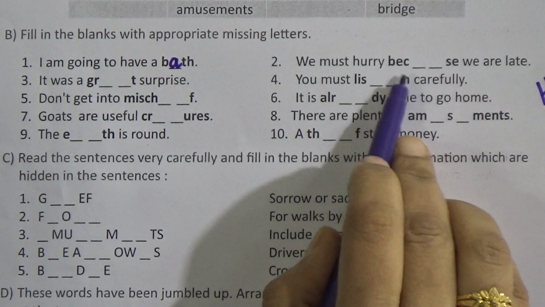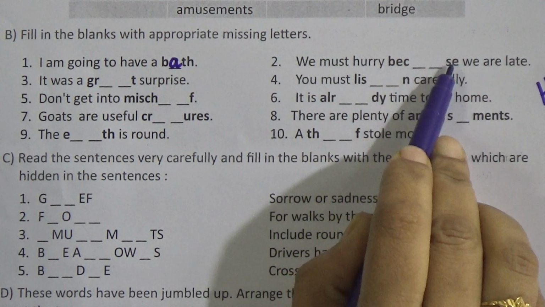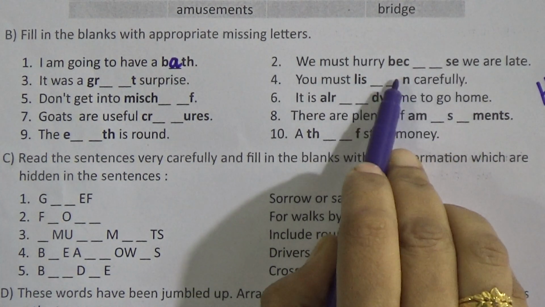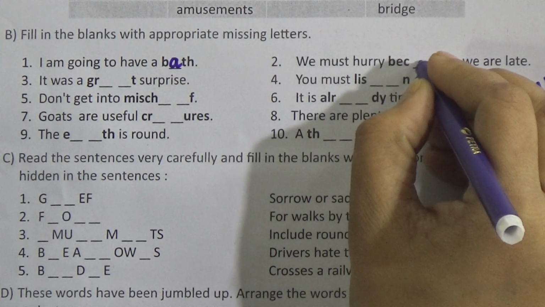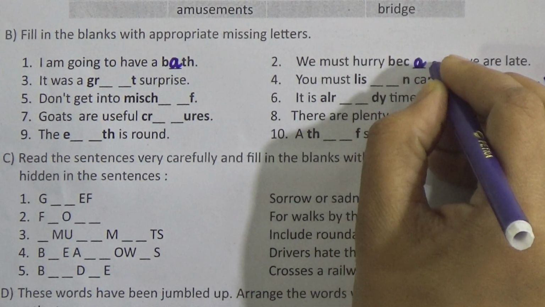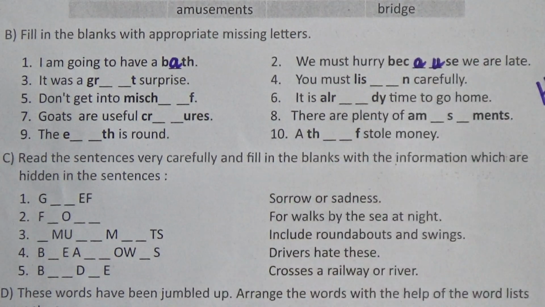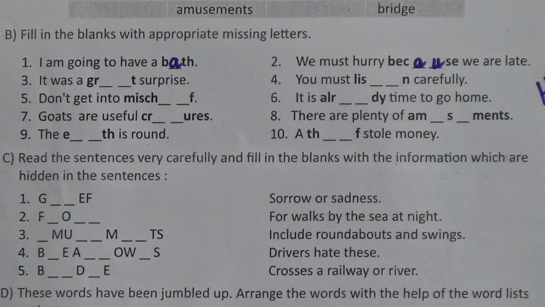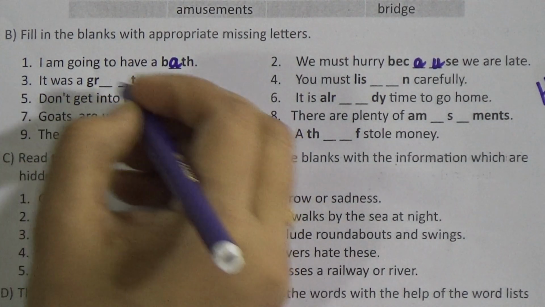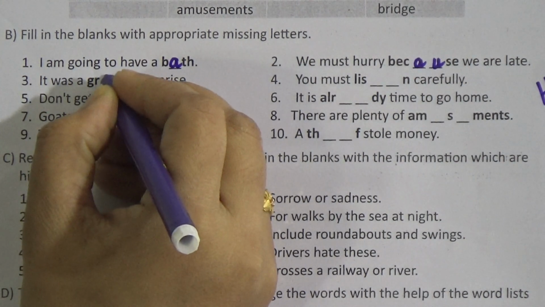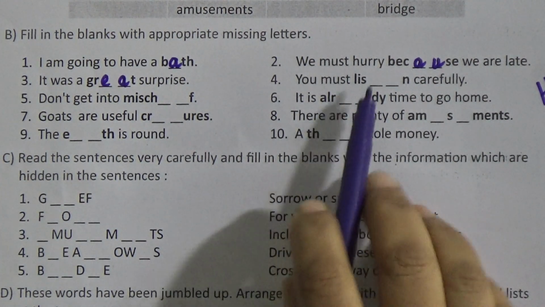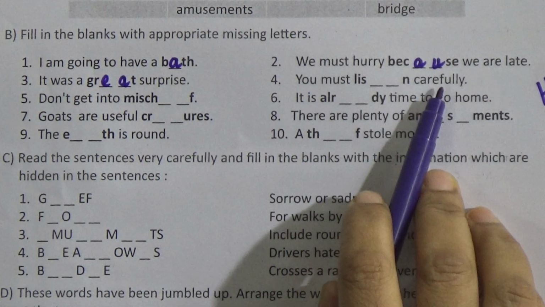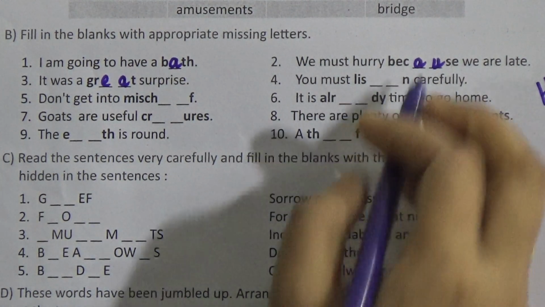Number 2. We must hurry, dash we are late. B-E-C dash dash S-E. Here will be because. So we have to write because. B-E-C-A-U-S-E, because. Number 3. It was a dash surprise. It was a great surprise. G-R-E-A-T, great.